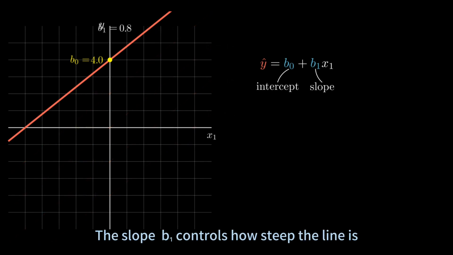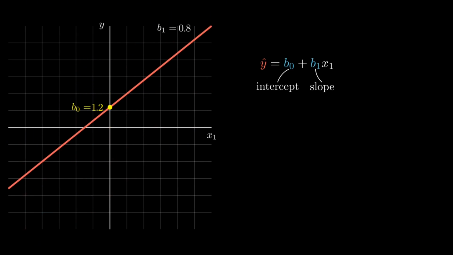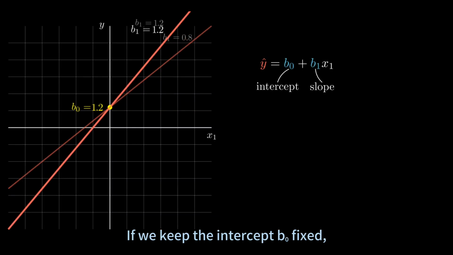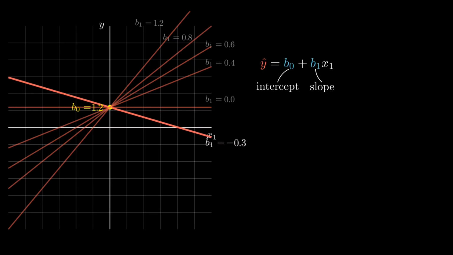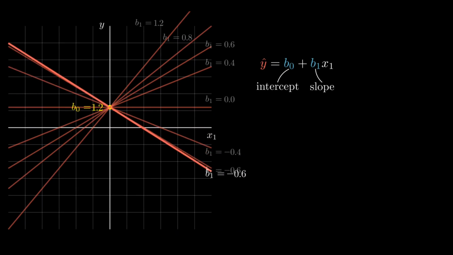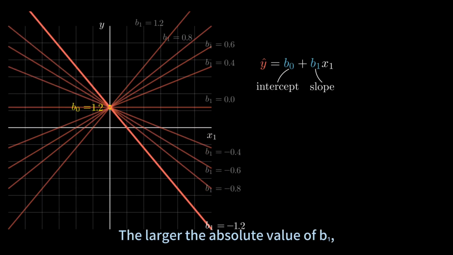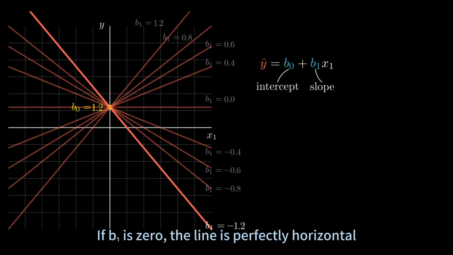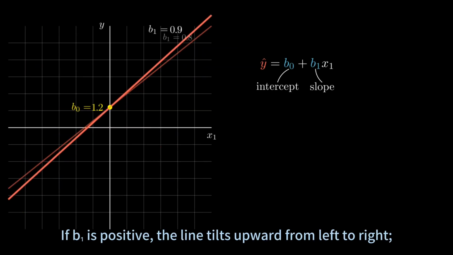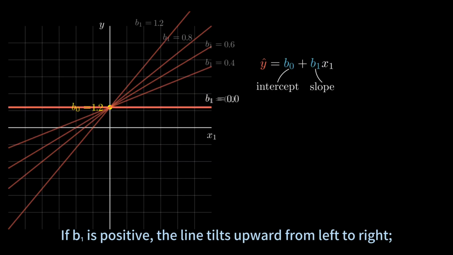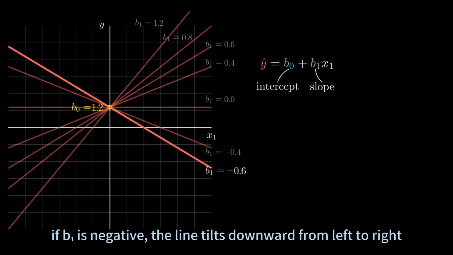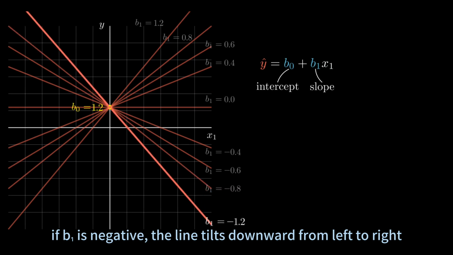B1 controls how steep the line is. If we keep the intercept B0 fixed, changing the slope B1 rotates the line around that intercept point. The larger the absolute value of B1, the steeper the line becomes. If B1 is 0, the line is perfectly horizontal. If B1 is positive, the line tilts upward from left to right. If B1 is negative, the line tilts downward from left to right.